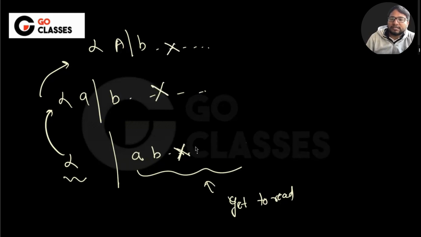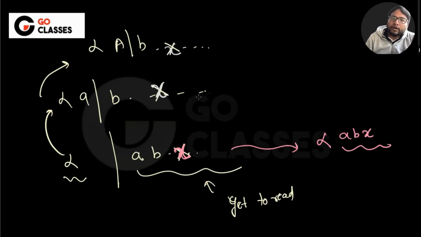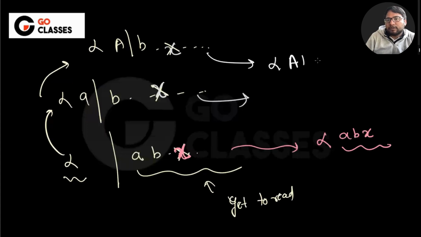So this x is a set of terminals only. By the way, what you are appending in alpha to get the right-sentential form? The appended thing is abx. This is small x, and small x is a set of terminals only. Here, what you are appending in alpha to get the right-sentential form? Again, the abx. Alpha capital A, small b, small x. Isn't it also the right-sentential form?